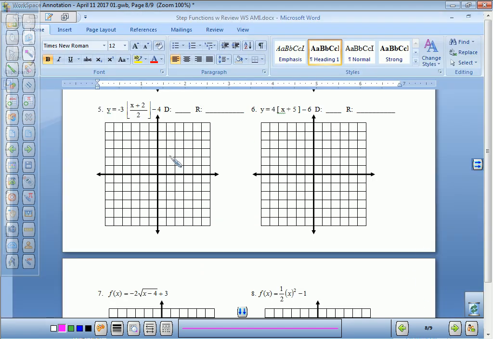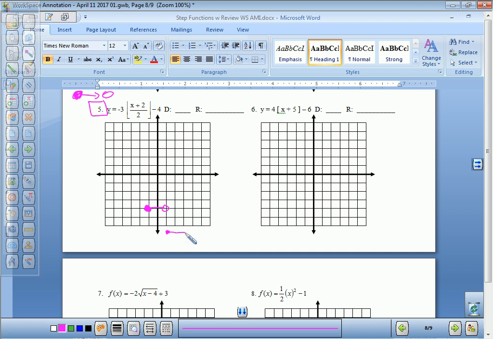Okay, we'll do number 5. This will be the last one. Is this rounding up or down? Down, so it's solid over to open. Where's that first solid dot starting? -2, down 4. How far over does it go? 2 units. Am I jumping up or jumping down? Down. How many units? 3, and I'm already off the graph.